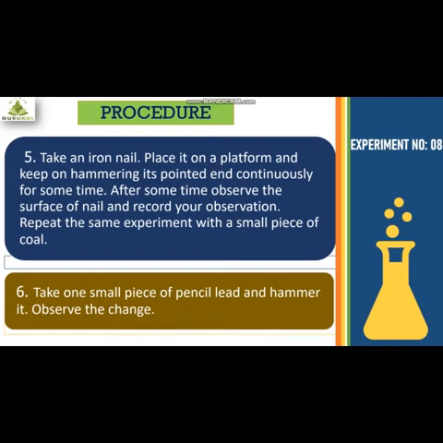And then after using the iron nail, I'm going to use a small piece of coal. Again, with the coal, I am going to do the same thing. I'm going to hammer the piece of coal. Sixth, we can take a small piece of pencil lead and hammer it. So I can hammer the iron nail, I have to hammer coal and then pencil lead. Small things we have to carry out.